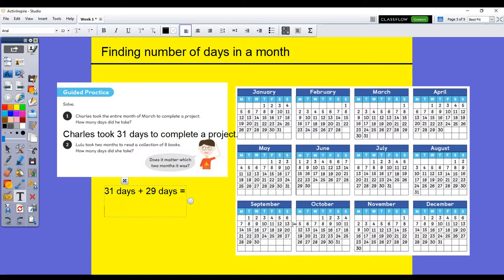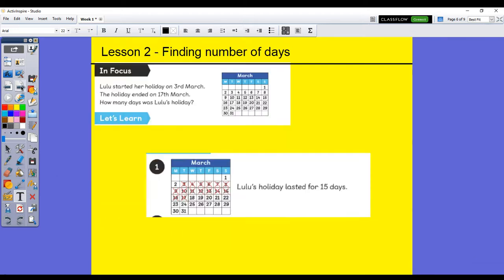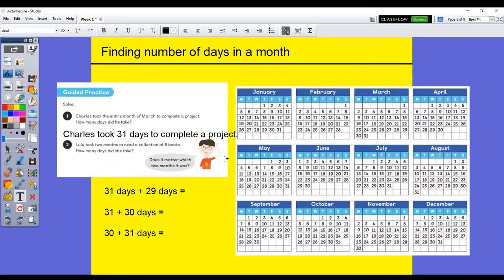If we wanted to look at October and November, it could be 31 days plus 30 days. If we wanted to look at August and September, it could be 31 and 30 days. So they could be our calculations. It does matter which 2 months it was because it's dependent on how many days there are in each month. Okay? So your activity today is underneath this video.